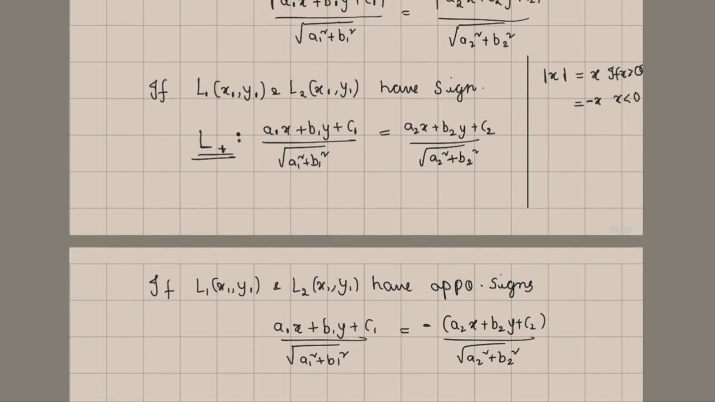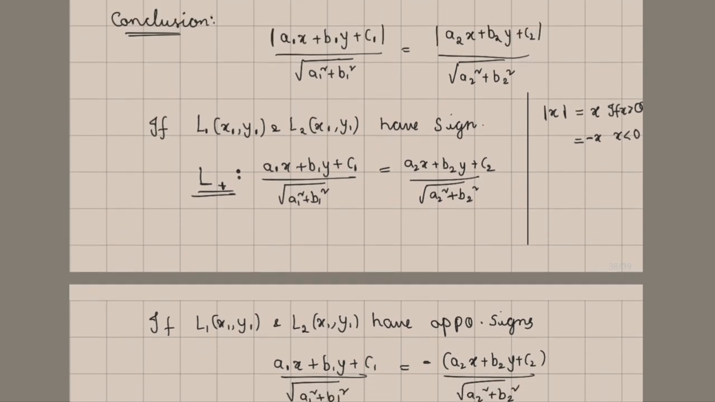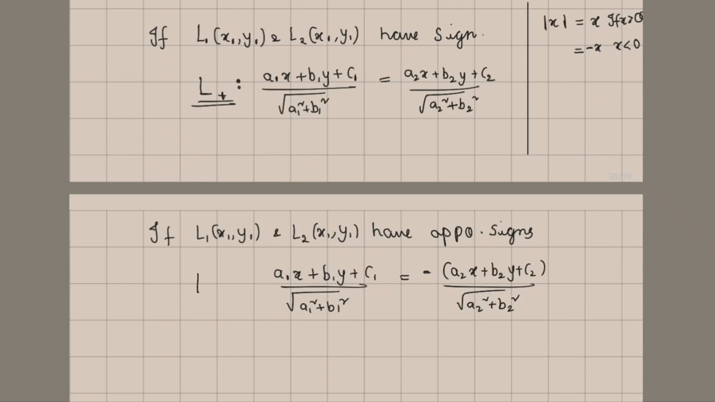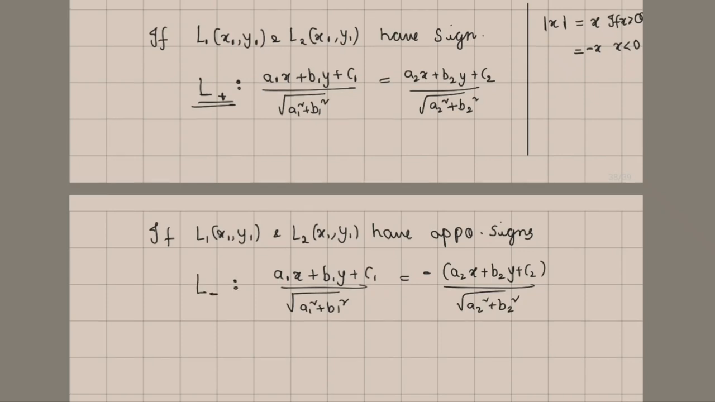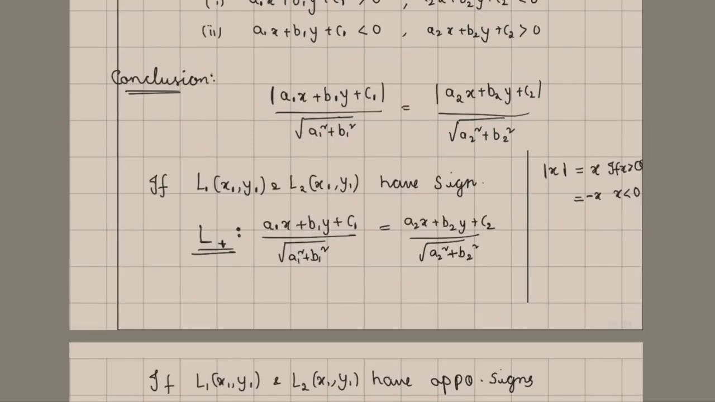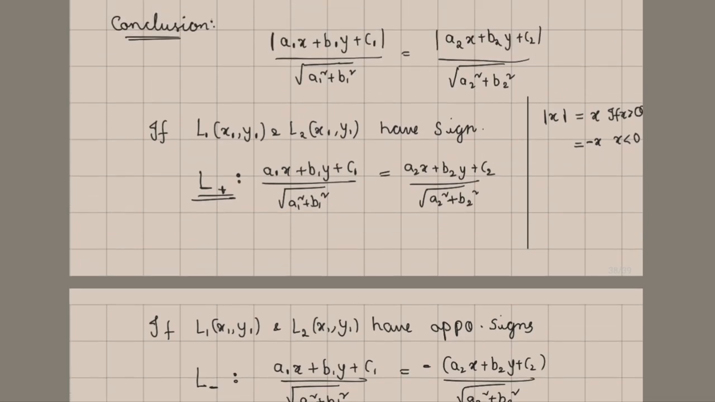So the final conclusion is, suppose we need to find the bisector of the angle containing a point P. What you need to do is substitute that point P in both line equations L1 and L2. If L1 and L2 have the same signs, then L plus is the bisector. If L1 and L2 have opposite signs, then L minus is the bisector. This is the conclusion.